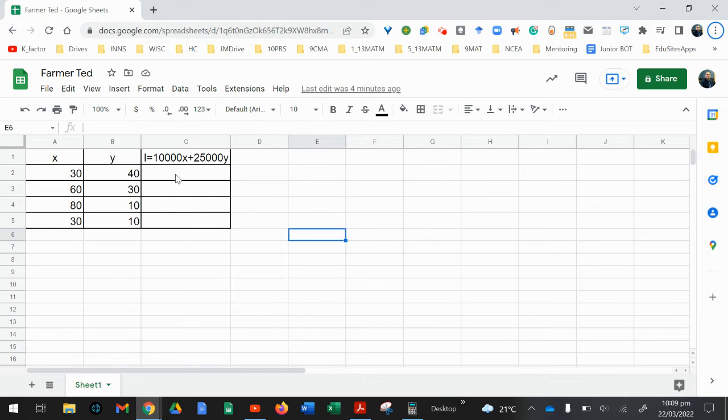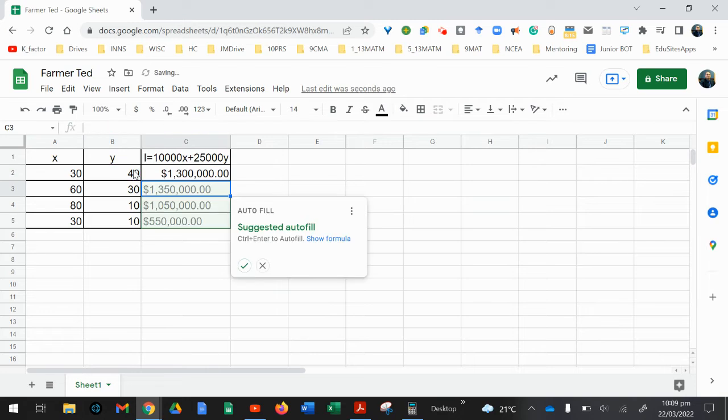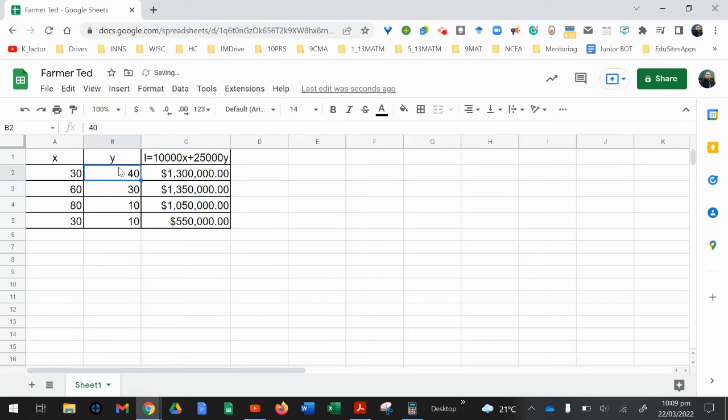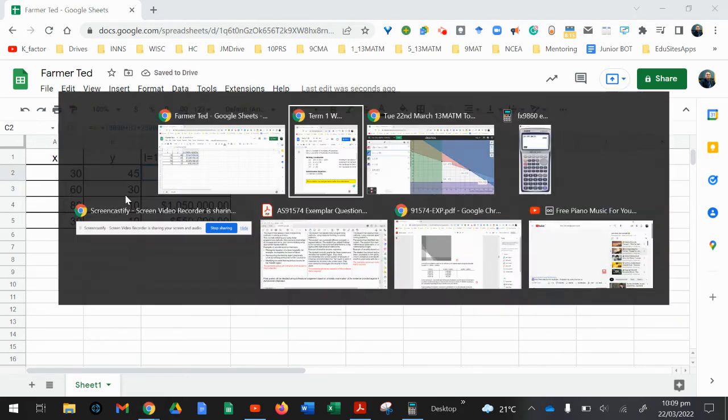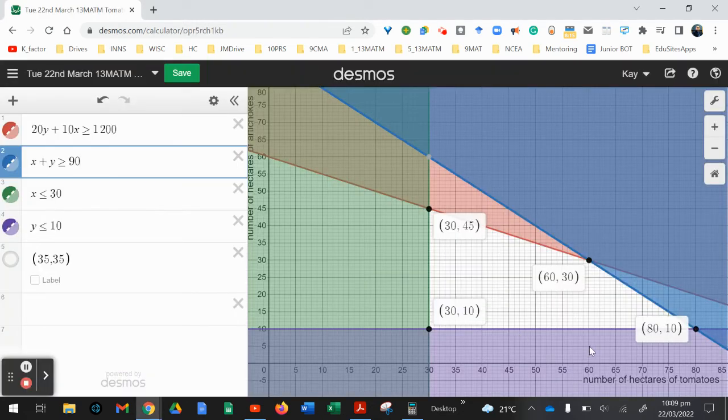Alright, now what you do is put an equal sign here, and you click on that cell 30 and multiply it by 10,000 because it was $10,000 income per hectare of artichokes, plus 40 times 25,000. And what the spreadsheet will do is try to predict your next move, and in this case I think it was 45 actually, 30, 45, 60, 30. I'm just going to check my coordinates, 30, 10 and 80, 10.